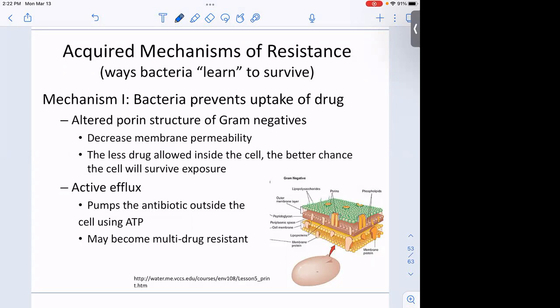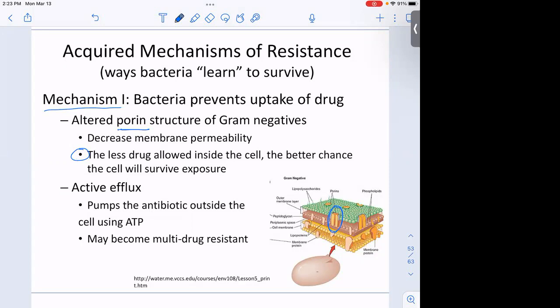So first mechanism, bacteria prevent the uptake of a drug. So if a bacteria can, say, maybe alter its porin structure. Remember, the porins are the channels in that outer membrane, the transport channels. So if a bacteria, say an E. coli, could, if there's a point mutation or two in that porin structure, maybe that can become more selective, and the antibiotic is not able to gain entrance to the bacterial cell anymore. Okay, so the idea is the less drug inside the cell, the better chance that the bacteria is going to survive the exposure.